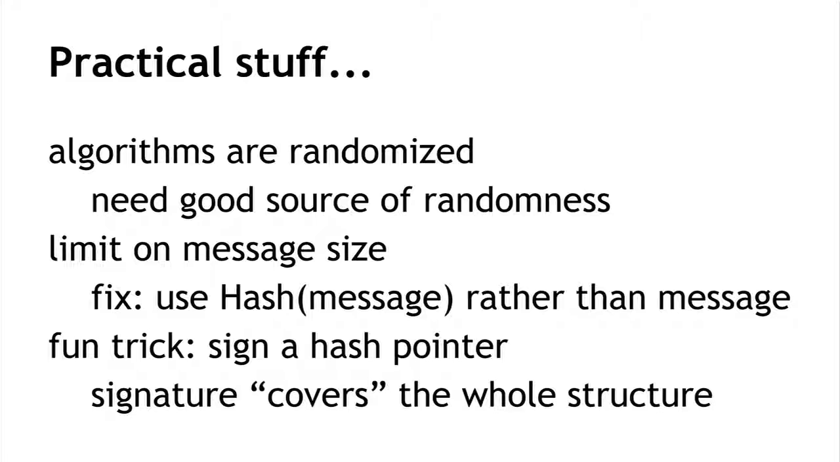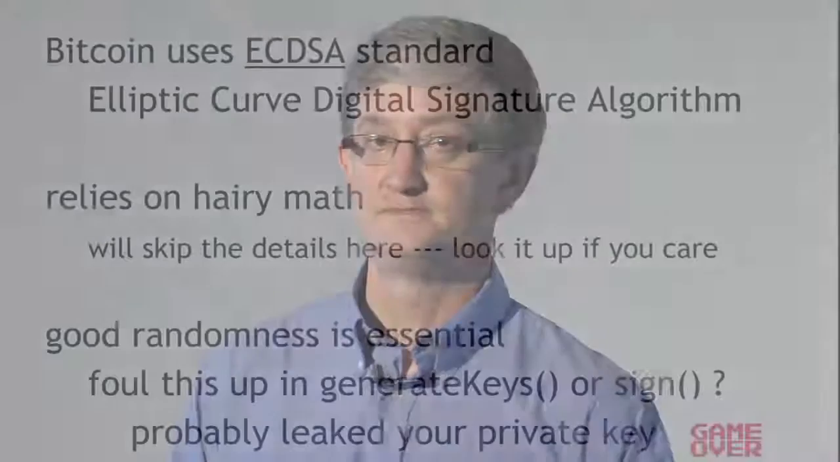And by the way, a fun trick, which we'll see used later, is that you can sign a hash pointer. And if you sign a hash pointer, then the signature covers or protects the whole structure. Not just the hash pointer itself, but everything it points to and everything that points to. For example, if you were to sign the hash pointer that was at the end of a blockchain, the result is that you would effectively be digitally signing the entire contents of that blockchain. That's a useful trick that we'll see used later.